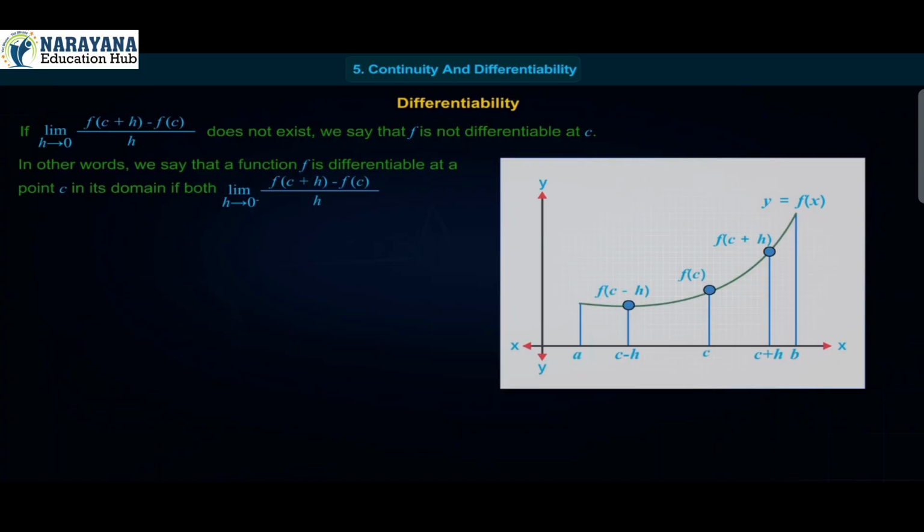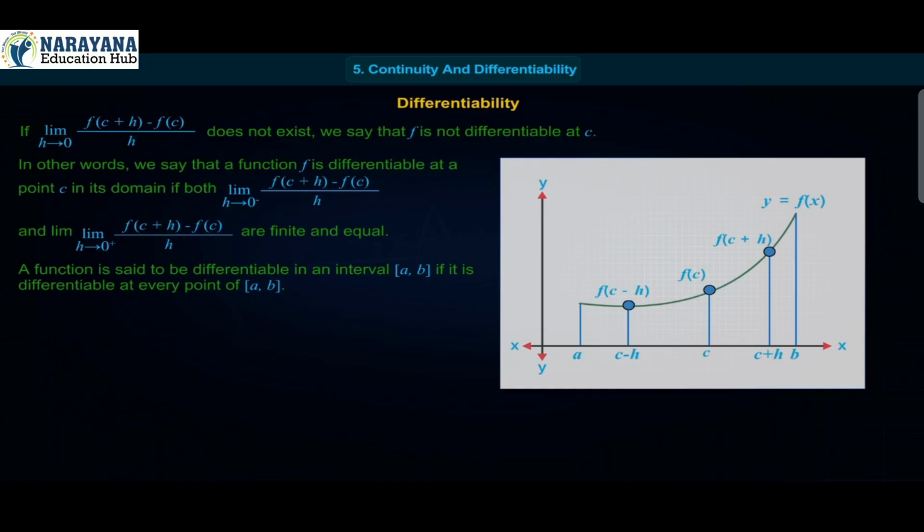In other words, we say that a function f is differentiable at a point c in its domain if both the limit as h tends to 0 minus of (f(c + h) - f(c))/h and the limit as h tends to 0 plus of (f(c + h) - f(c))/h are finite and equal. A function is said to be differentiable in a closed interval [a, b] if it is differentiable at every point of the closed interval [a, b].